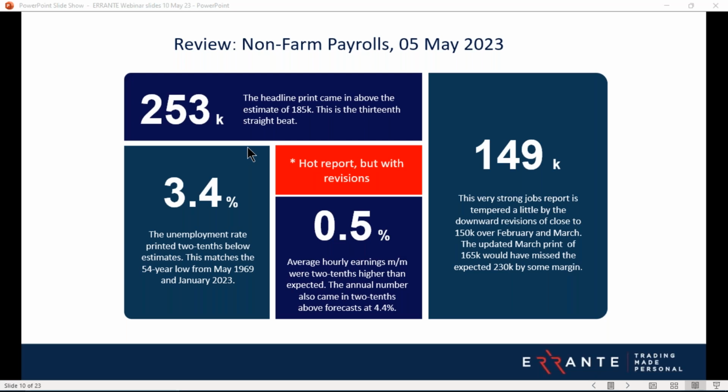NFP rose, here you can see, 253k, where 185 was consensus, but there were net 149,000 of downward revisions to the past couple of months, spread evenly between February and March. Interesting whether we get another revision of the 253. Also interesting, I think, is the huge number of months that we've seen NFP beat. I think it's every month except for one since the start of last year where we've had an NFP beat. What does that say about analyst estimates?